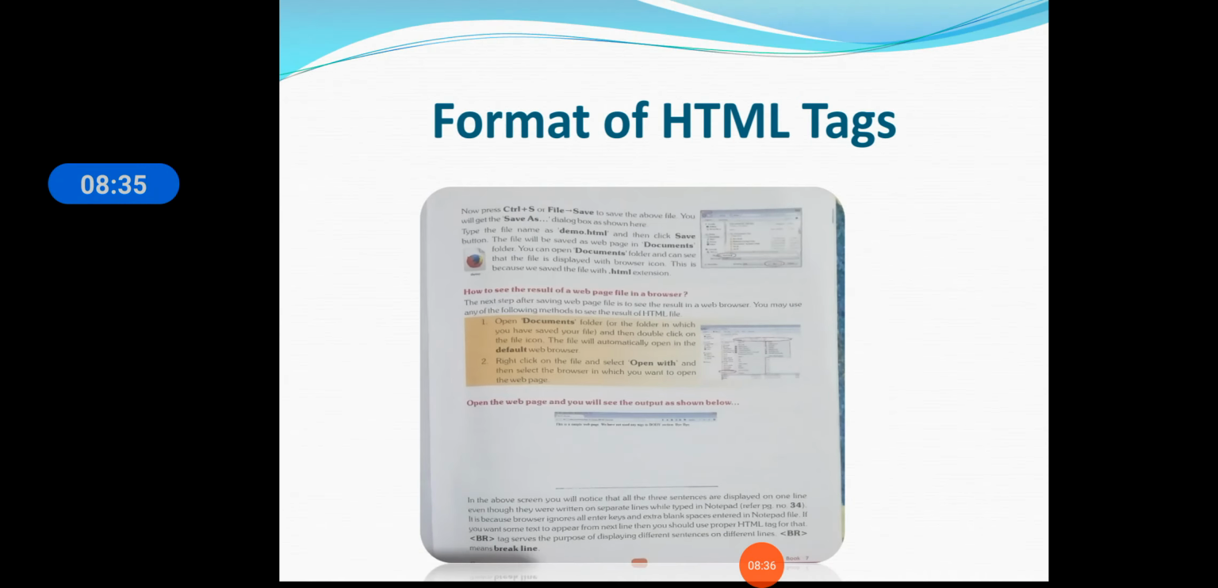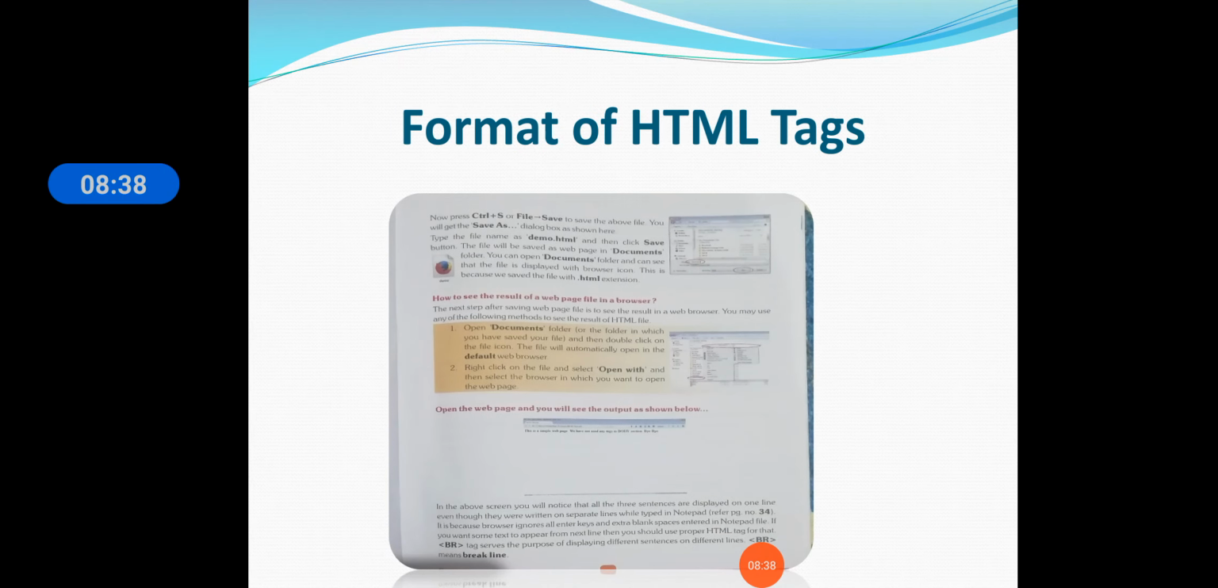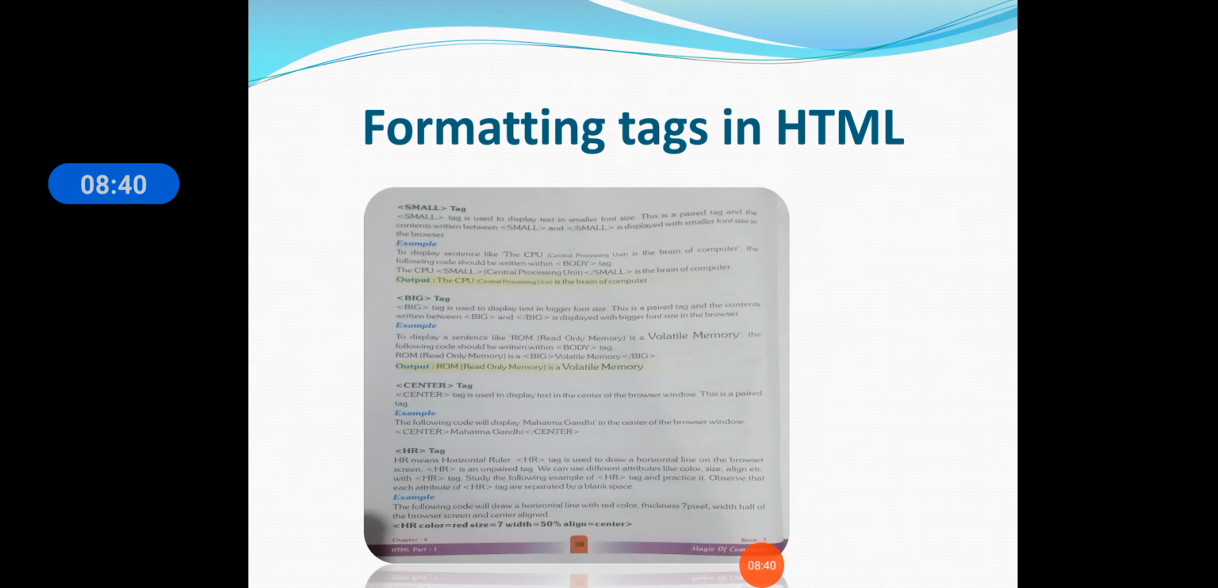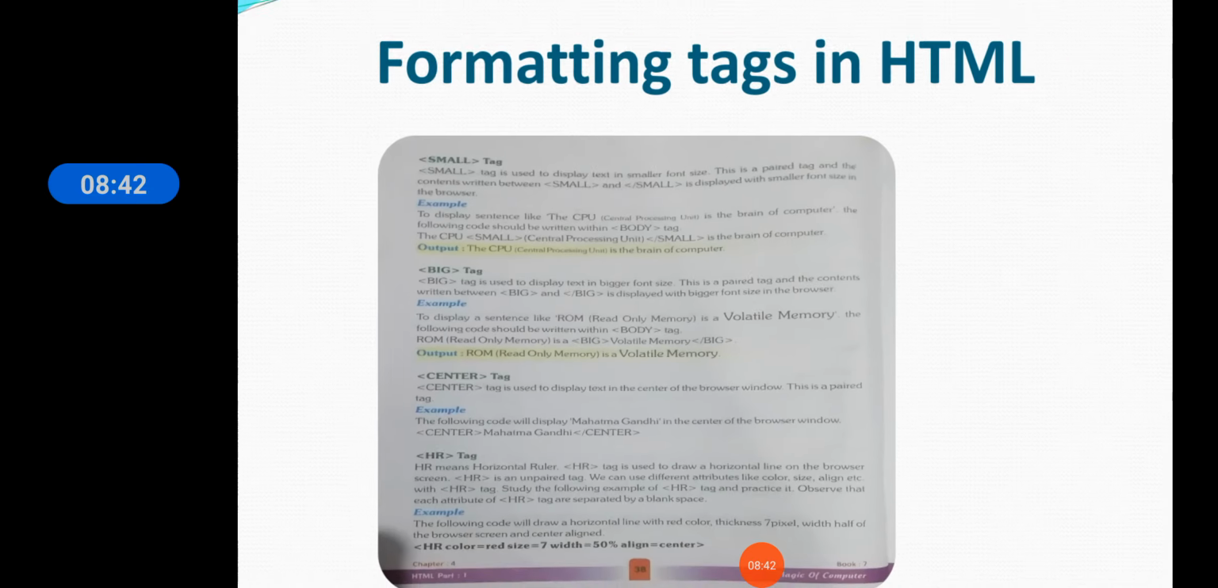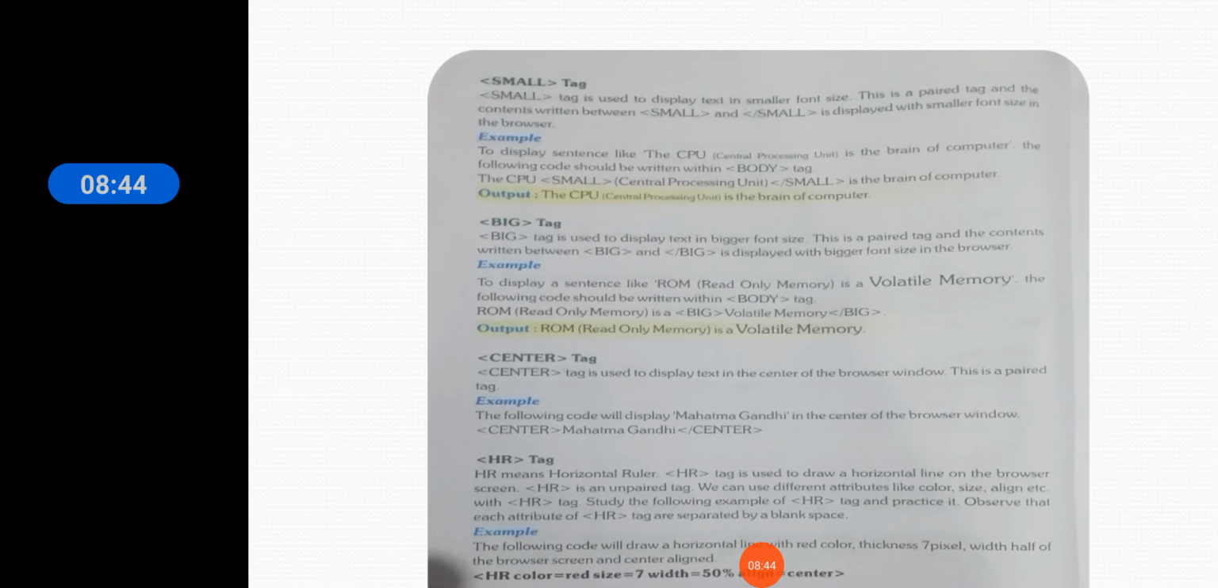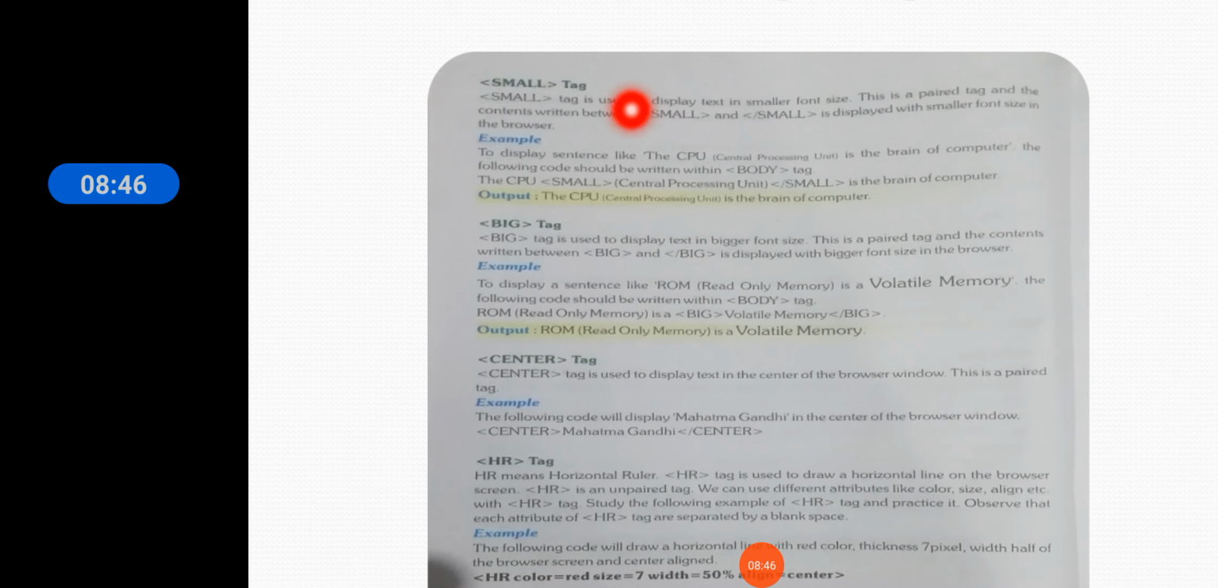Okay, now let us understand some more tags. Here you can see formatting tags in HTML. The small tag is used to display text in a smaller font size. This is a pair tag, and the content between small and /small is displayed with a smaller font size in the web browser. Example, to display the sentence: CPU, central processing unit, is the brain of computer.